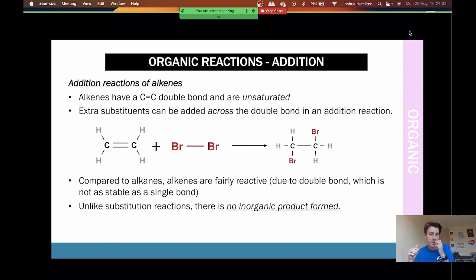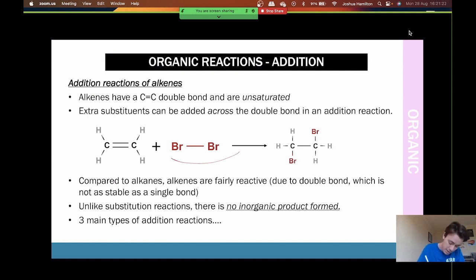Compared to alkanes, alkenes are far more reactive, and that's due to that double bond. Unlike substitution reactions, there's no inorganic product formed. So you have no byproduct, therefore you know you've gone through an addition reaction. Now, really quickly, this one here is a really good example.